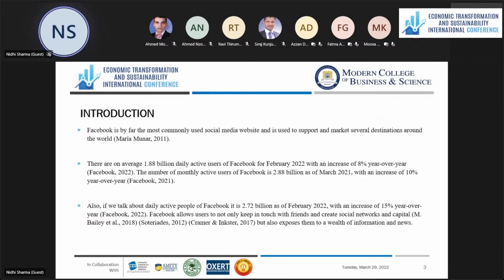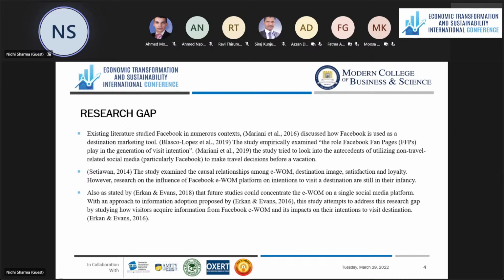Facebook allows users not only to keep in touch with friends and create social networks and capital, but also exposes them to a wealth of information and news. So then comes the research gap. Existing literature studies Facebook in numerous contexts.